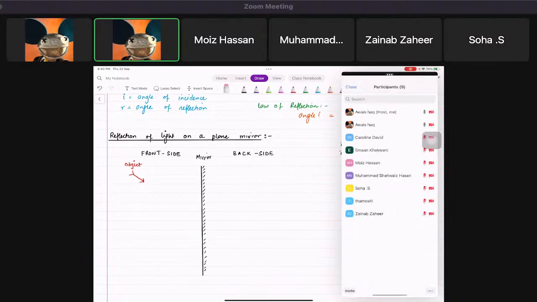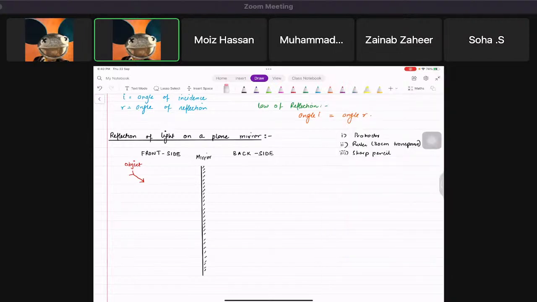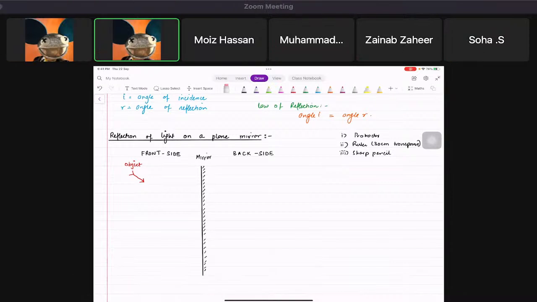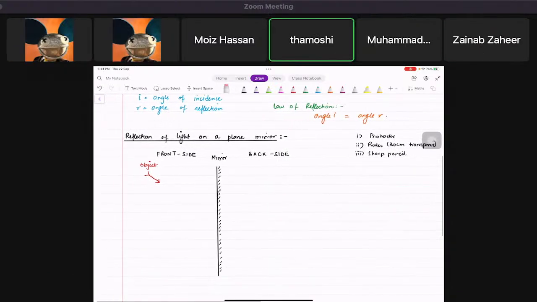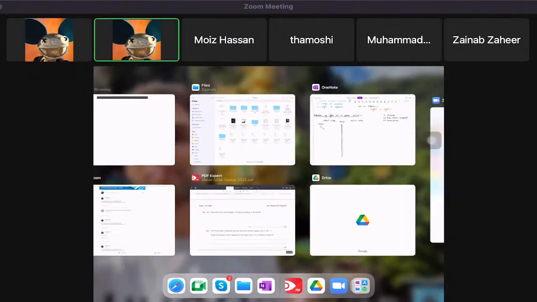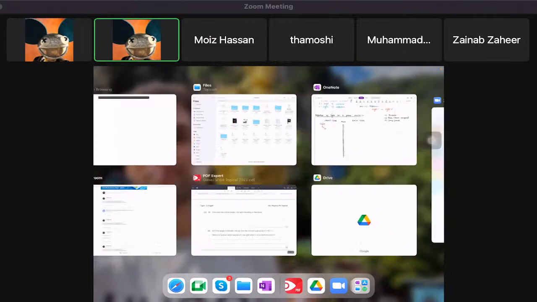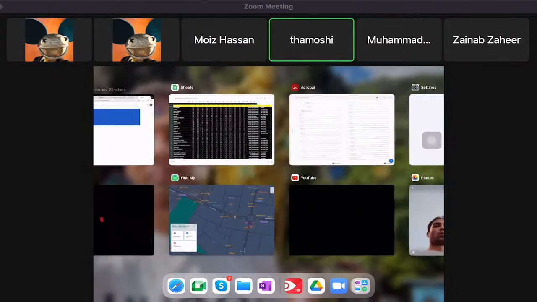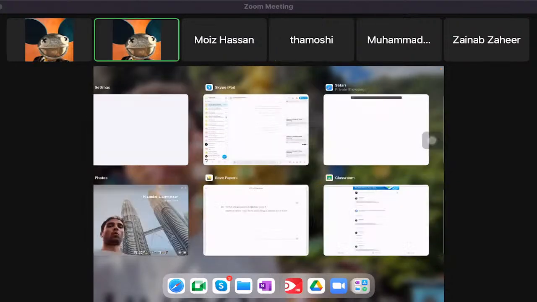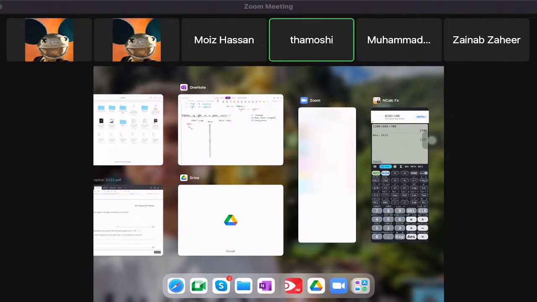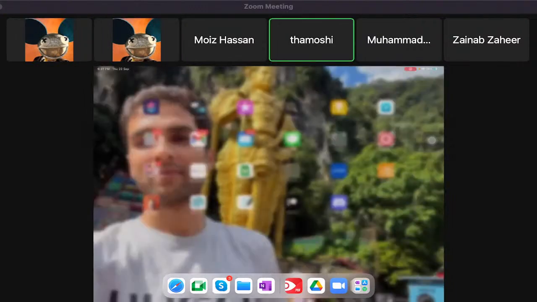Somebody was asking a question. Yes? Sir, what does the blue line represent again? Another ray of light. So, is it reflected again? No. There could be multiple rays coming from one point.